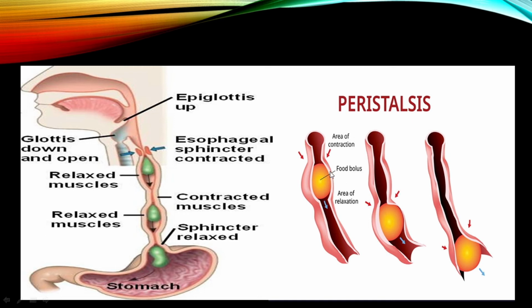Food bolus is nothing but the combination of the chewed food and the saliva. So this is the way the food enters the mouth, and passes through the esophageal sphincter by getting contracted and relaxed, and at last it enters into the stomach.